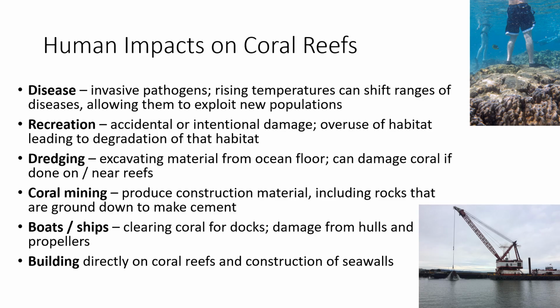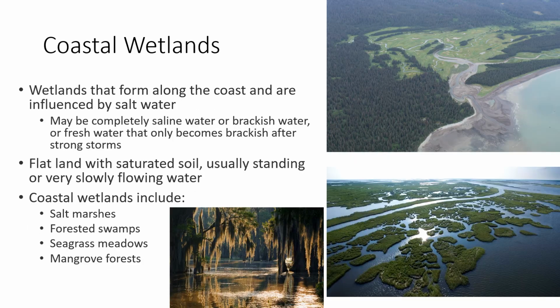Boats and ships: we can clear coral to make docks, and coral can get damaged by propellers, by the hull, or by the anchors from ships. And then building directly on coral reefs and constructing seawalls directly on coral reefs happens, and that's a threat as well. All right, moving on from coral reefs to coastal wetlands.